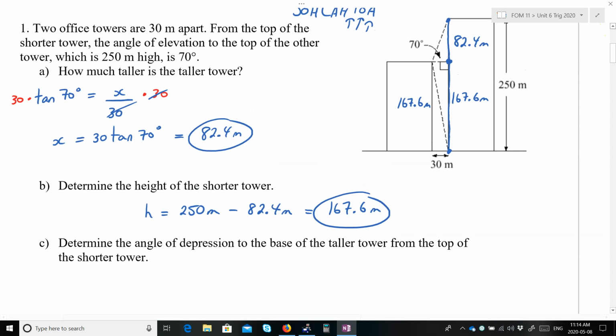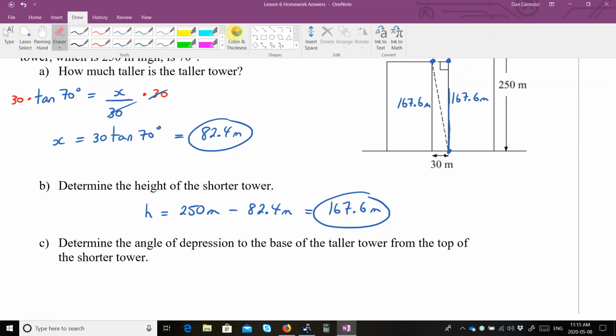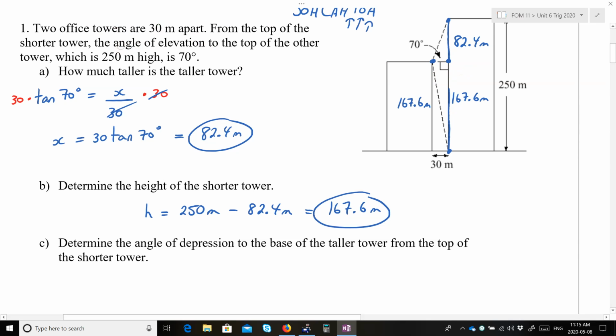And finally, determine the angle of depression to the base of the taller tower from the top of the shorter tower. So from the top of the shorter tower right here, remember the angle of depression goes down from the horizontal line. So imagine a horizontal line like that. The angle of depression is there to that dotted line, which is looking right at the base of the taller tower. So that's the angle that we want to find right in here. Let's call it alpha.